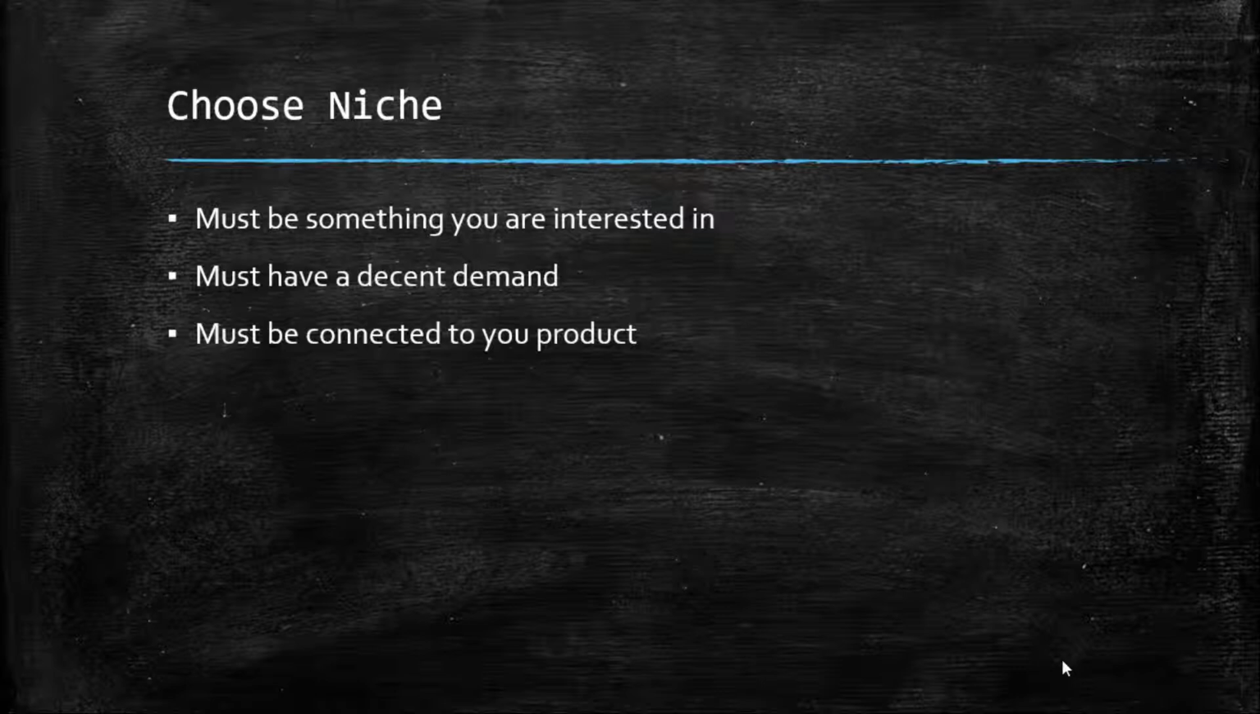Now you must be connected to a product. If you are in the health niche, you better have health products, because it doesn't make sense to be in the health niche and then sell, I don't know, make money online products. So your niche has to be in line with your product, because you want to make money after all, right? So choose the niche, choose the product. Moving right along.